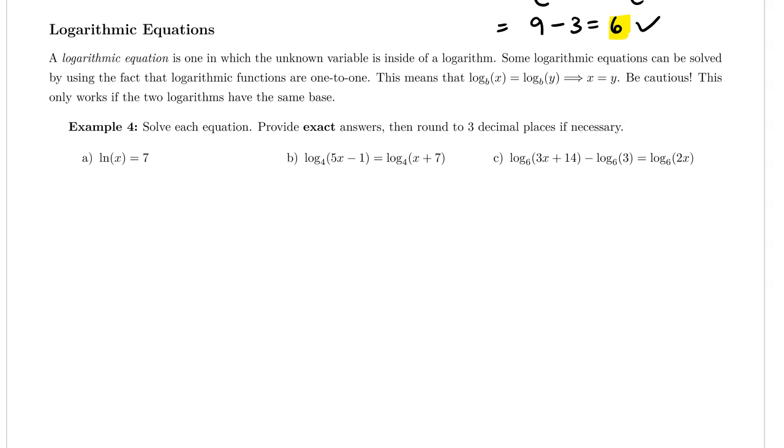Example 4 says, solve each equation, provide exact answers, then round to 3 decimal places if necessary. In part A, we have the natural log of x is equal to 7. Now, there's a couple ways we can think about this.